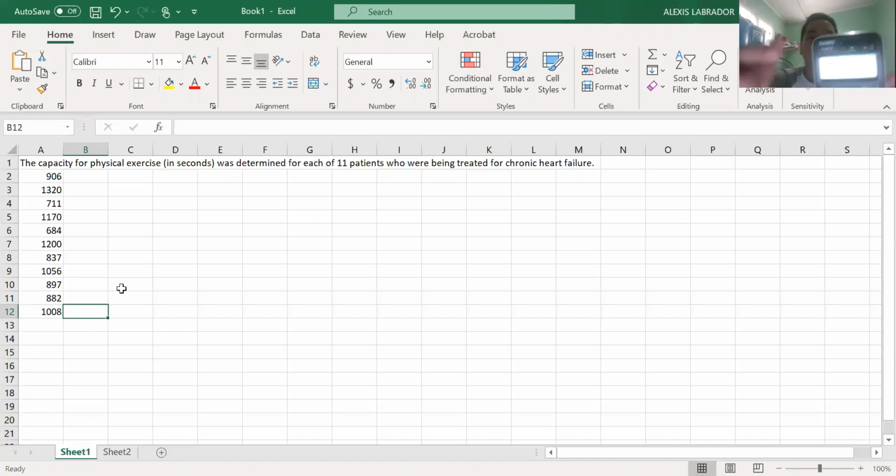Now we can enter our data. Paano i-enter? I-type lang natin. Our first data here is 906. So type mo lang yung 906, then press mo lang yung equal sign, papasok na yung 906 doon sa unang row. Then next, 1320, equal. So pumasok siya sa second row. 711, then press equal, third row, and so forth and so on. I-continue mo lang.